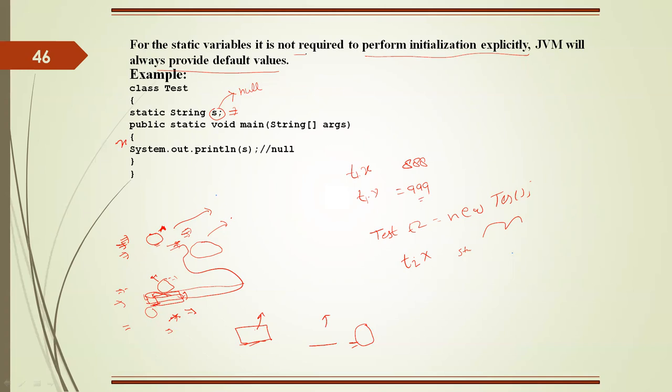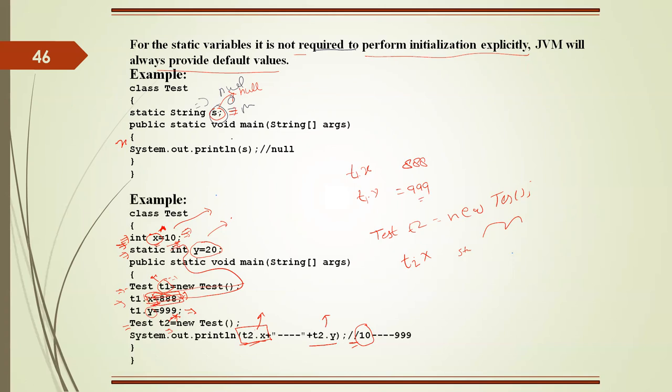For a static variable, it is not required to perform initialization explicitly. JVM will initialize the default value. If it's a String, null is the default value. If it's an object, null is the default value. If it's an integral type, it will initialize to 0. If it's floating point, it will initialize to 0.0. If it's the boolean type, it will initialize to false. Like that, it will initialize.